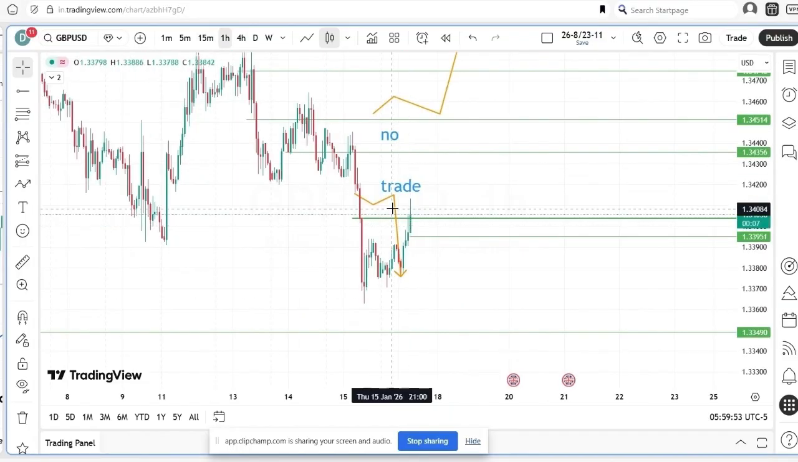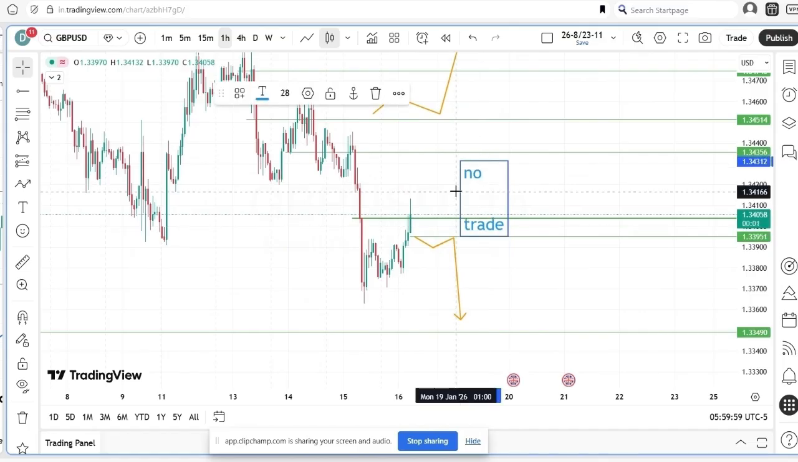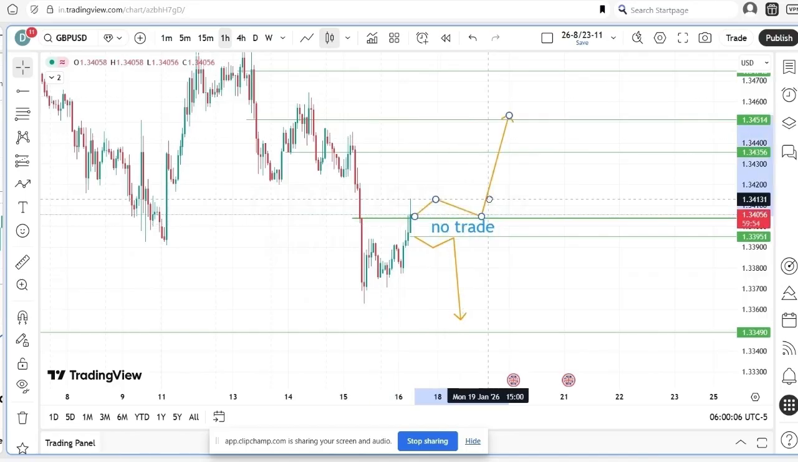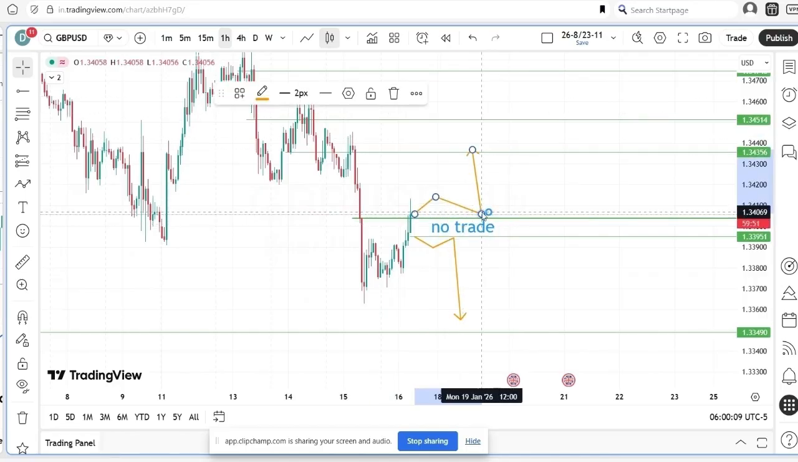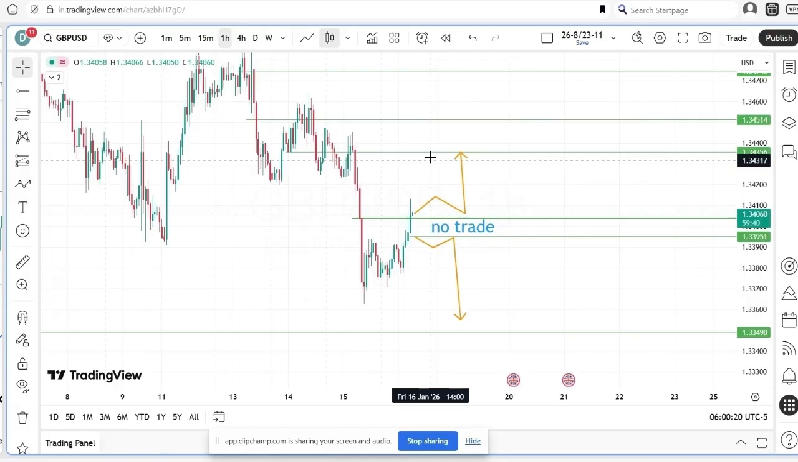Support and resistances have been modified. So below this level only we have to look for shorting opportunities. This whole zone will be a no trade zone. Okay, and above this level you have to look for buying opportunities, and it's looking like it will give a good bounce, but it's better to wait. Okay, once it gives a close and a little consolidation, then we have to aim for this target.